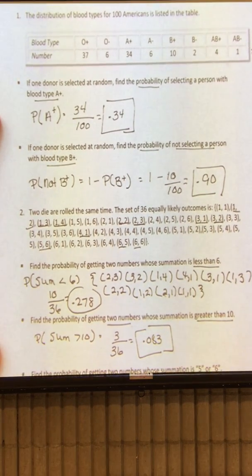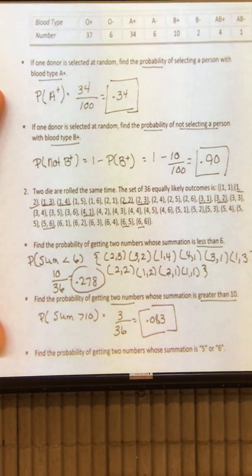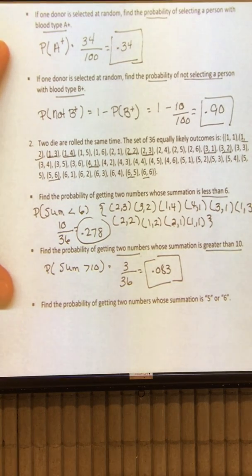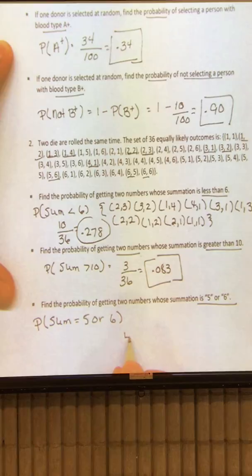Last one, find the probability of getting two numbers whose summation is 5 or 6. So the probability of the sum is equal to 5 or 6. We look at our sample space and we have 4 whose sum is 5, plus the probability of 6, you have 5 whose sum is 6. So therefore you're going to add, 9 over 36 is equal to 0.25.